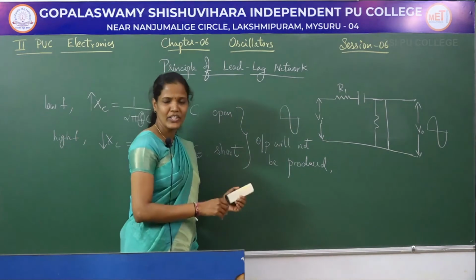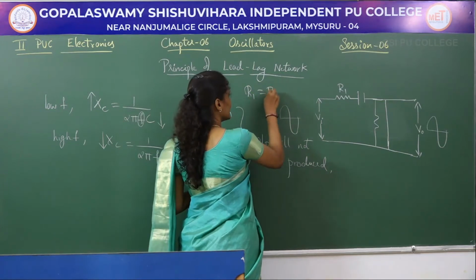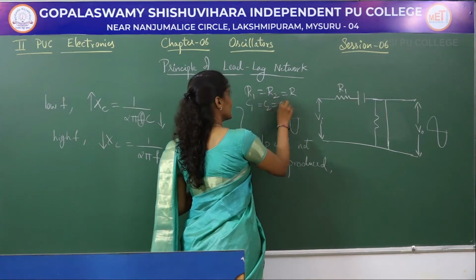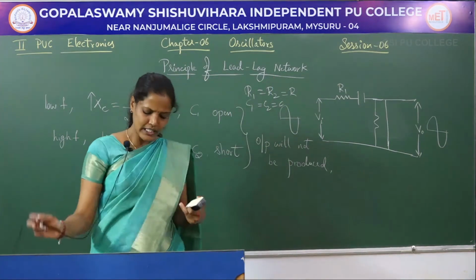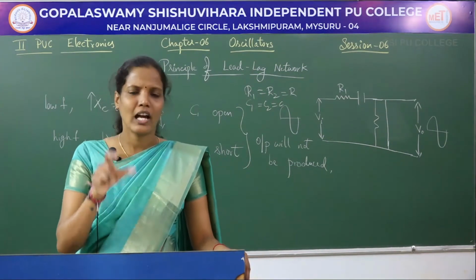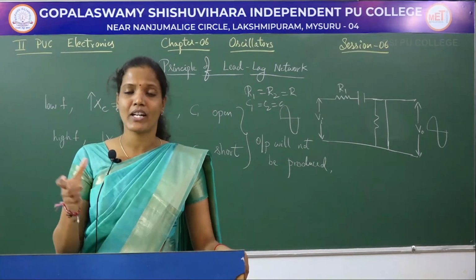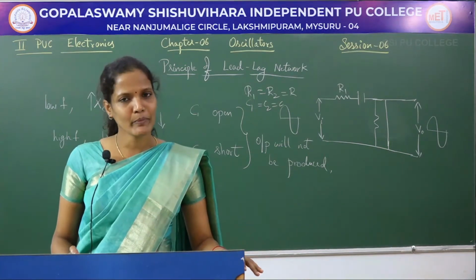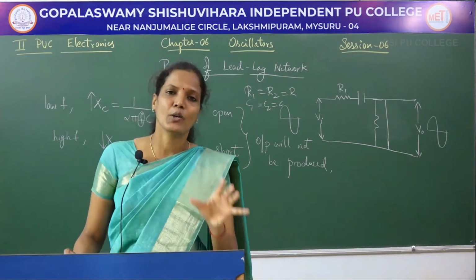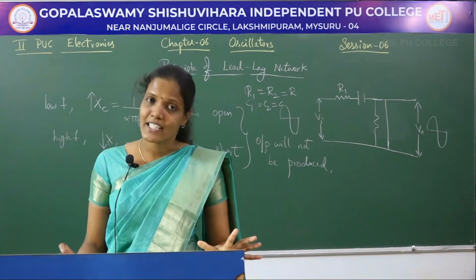But at some frequencies, the output is maximum if R1 equals R2 equals R and C1 equals C2 equals C. So we will not be able to get any kind of output if the frequency is too low, or if the frequency of the signal we need to generate is high, then the output will not be produced. But for the mid frequencies, the output will be maximum if R1 and R2 values are the same and C1 and C2 values are the same.